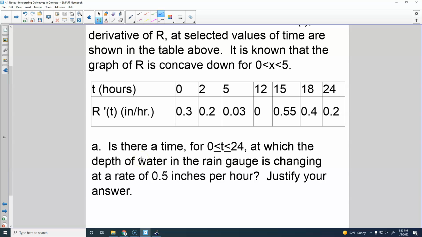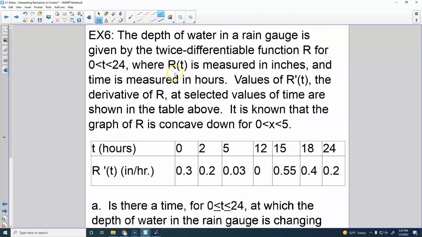First, this is like a free response question that you would see. Is there a time from 0 to 24 at which the depth of the water in the rain gauge is changing at a rate of 0.5 inches per hour? Justify your answer. Yes, intermediate value theorem. This is the intermediate value theorem, because it tells us that R is twice differentiable.